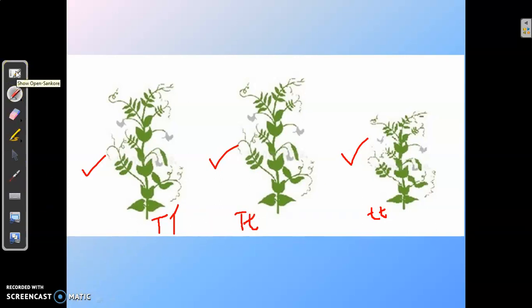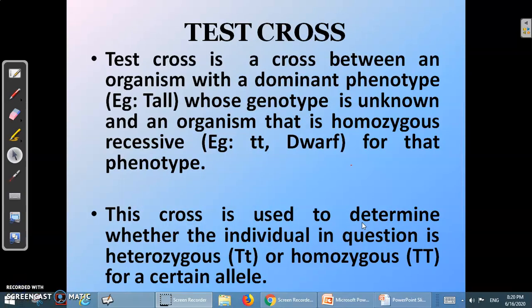In a cross, if we want to know the genotype of a tall plant, that is, whether it is a homozygous tall or a heterozygous tall, we need to do a test cross to identify whether the tall is homozygous in nature or heterozygous in nature. So, what is a test cross?